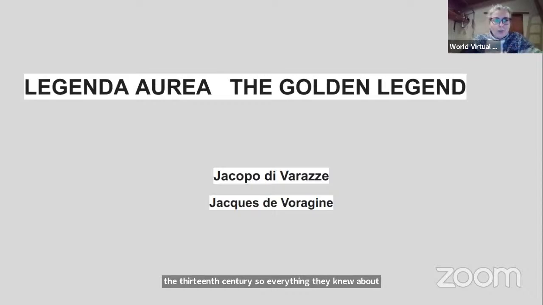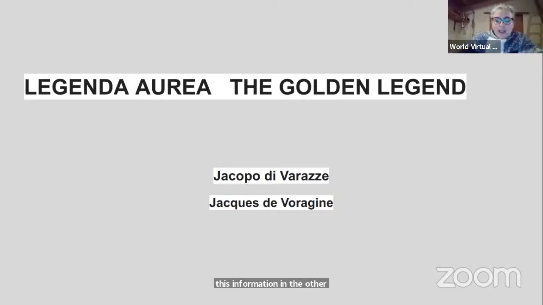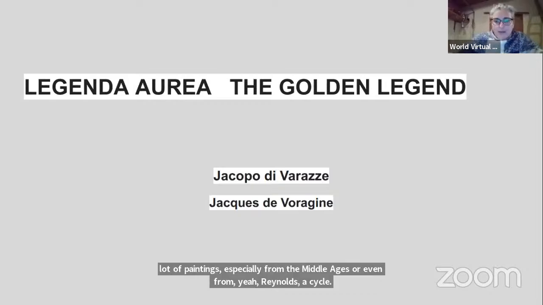So when he tells a story about Saint Francis or about Saint Anthony or about some other saints, he's giving all the information they have. So he says, okay, in this book we find this information, in the other book we have another piece of information. So this is an incredible source of information. And so you can't visit or understand a lot of paintings, especially from the Middle Ages or even from Renaissance cycles, so stories, if you don't have that book.